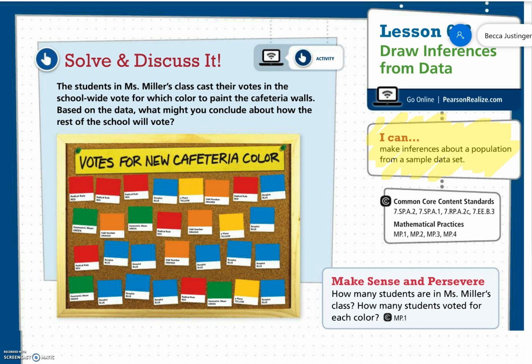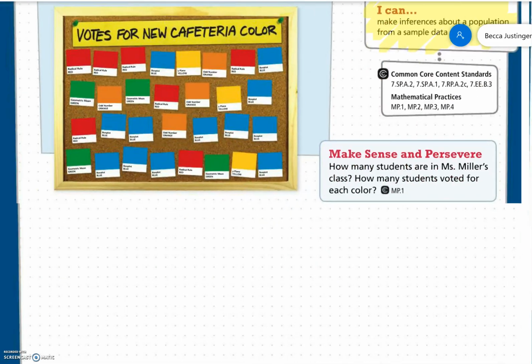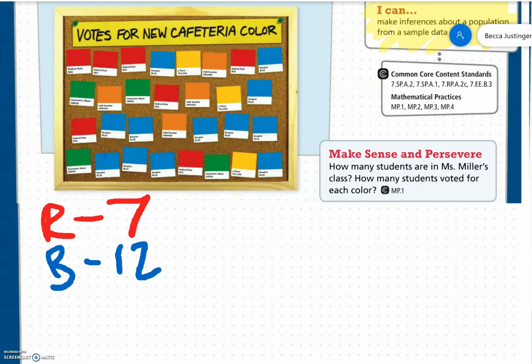The students in Ms. Miller's class cast their votes in a school-wide vote for which color to paint the cafeteria walls. Based on this data, what might you conclude about how the rest of the school will vote? Well, let's collect the data. Let's see how many people wanted red. I see 7. How many people want blue? I see 12. Yellow is only 3.